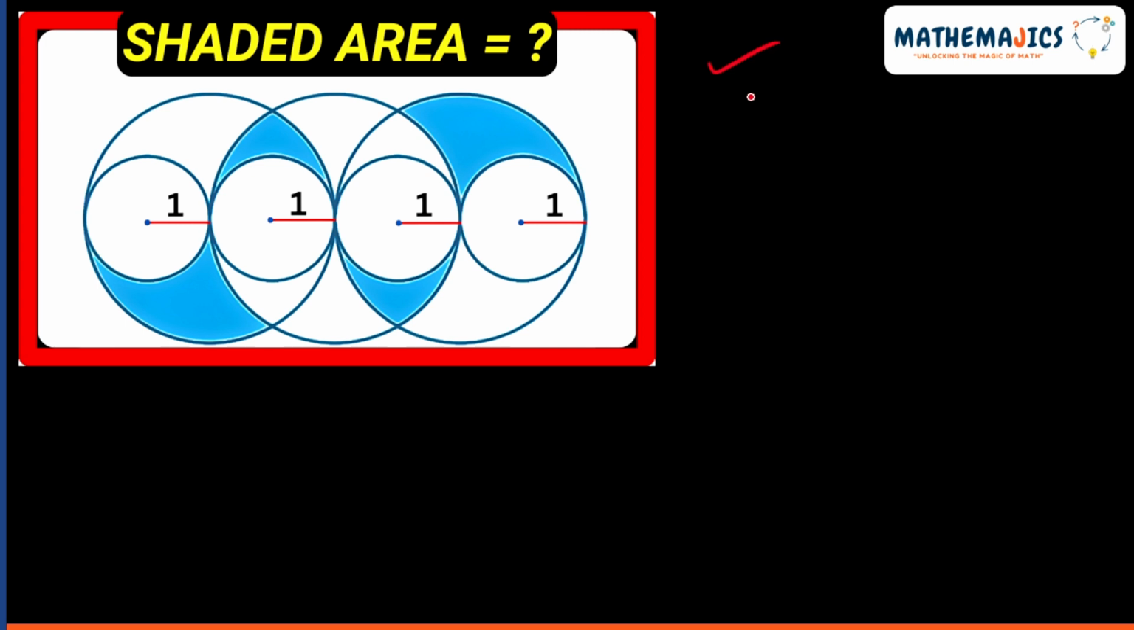Today we have this geometry question in which we are given three large congruent circles. Inside these three large congruent circles, there are four more congruent circles. These four circles are congruent to each other and they have radius 1. Okay. And what do we need to do? We need to find this shaded area. Let's see how we can find this shaded area.